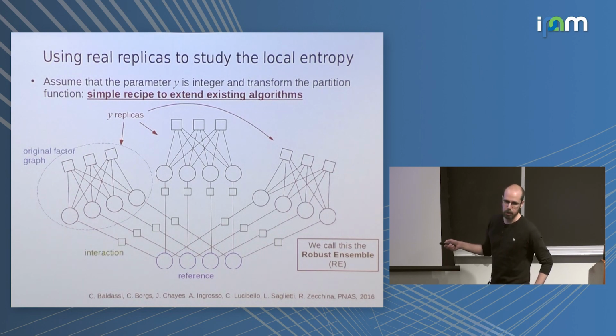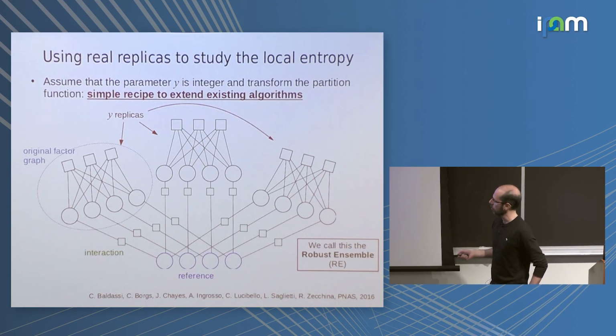By the way, this is general, so whatever the factor graph is, whatever the problem you're studying, the way to go from a usual description to this local entropy description that we call robust ensemble is to just take the original system, replicate it a number of times, and these circles represent variables of the problem. So we add an additional set of variables, the reference, this is W tilde, with an interaction between each variable and the corresponding replicated ones.